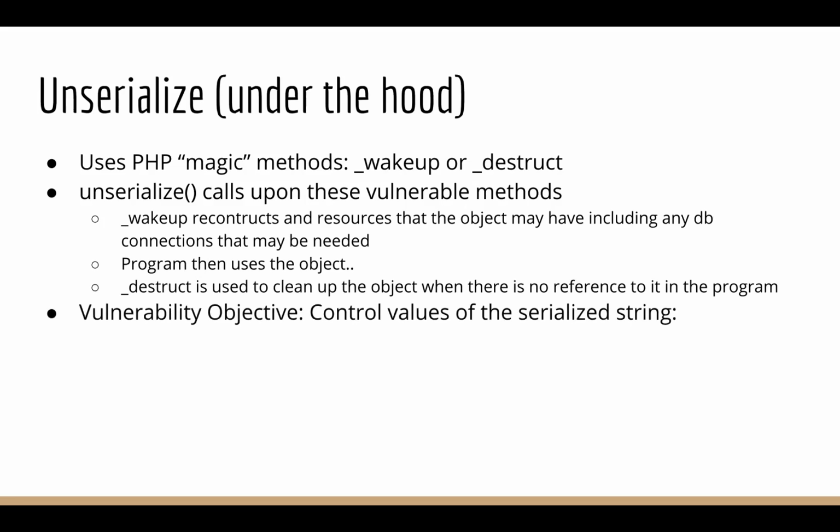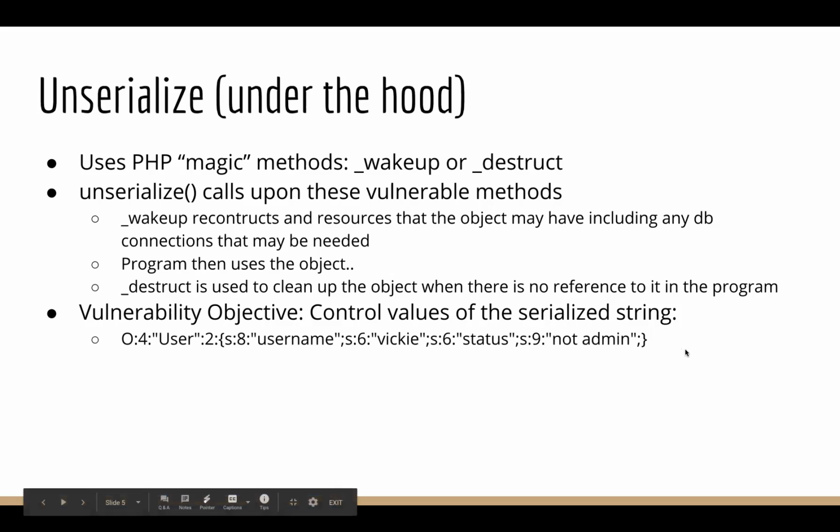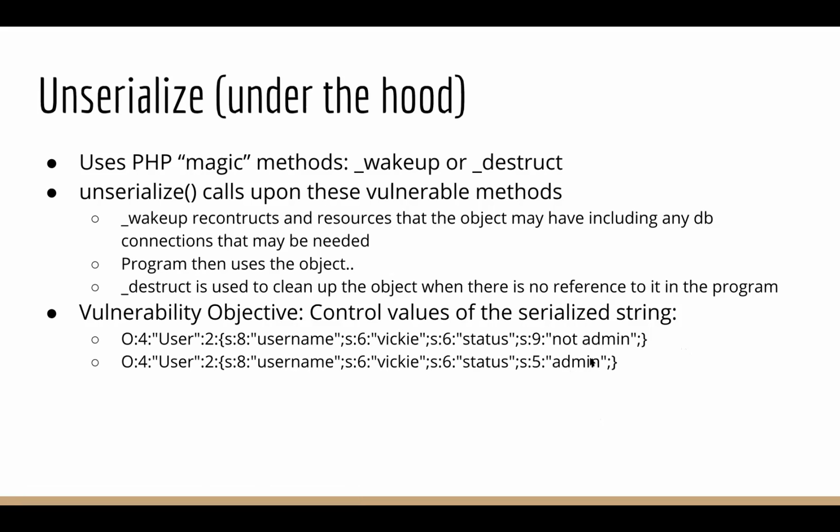Now, the objective is to control the values of the serialized string. Maybe if you change the value of the string, it will deserialize into an object that can perform an RCE, which is a remote code execution. So perhaps we have this, the actual serialized string. Now we want to modify this part from not admin to admin, which will give Vicky admin status.